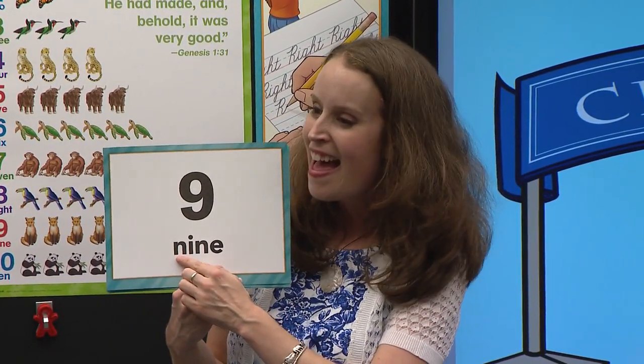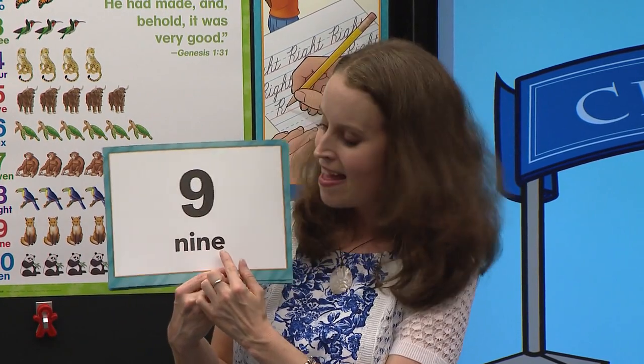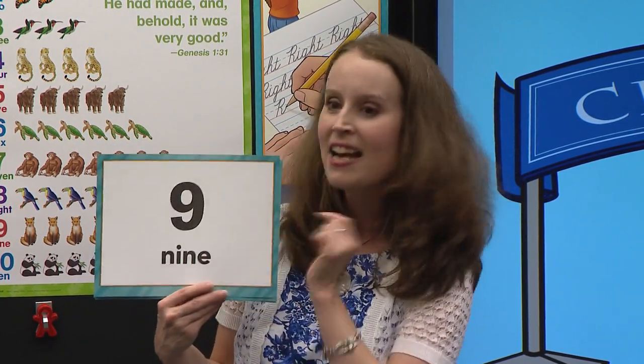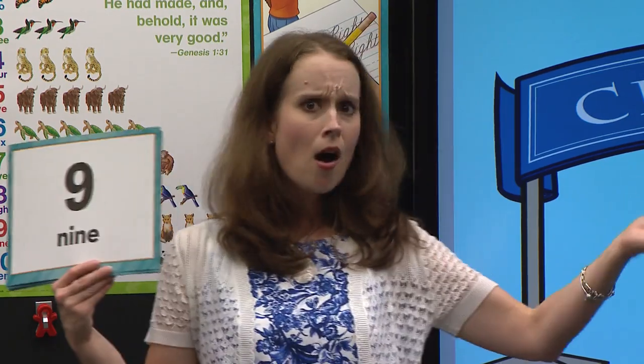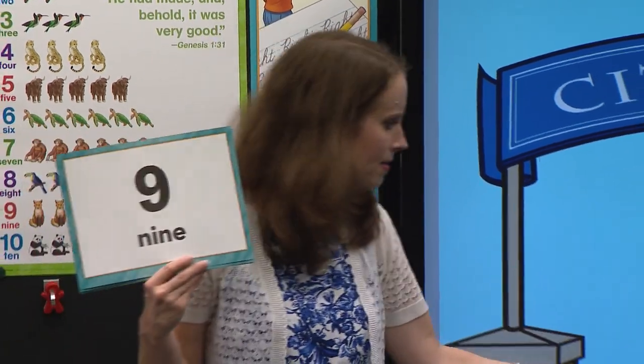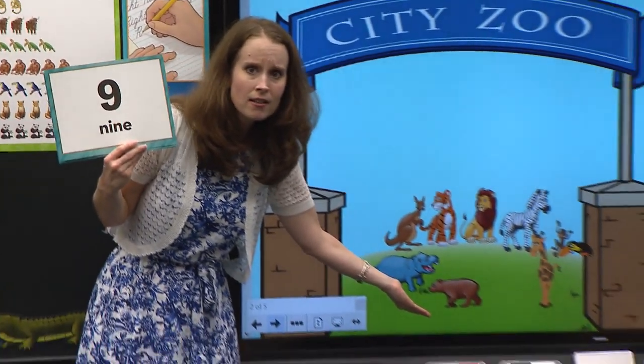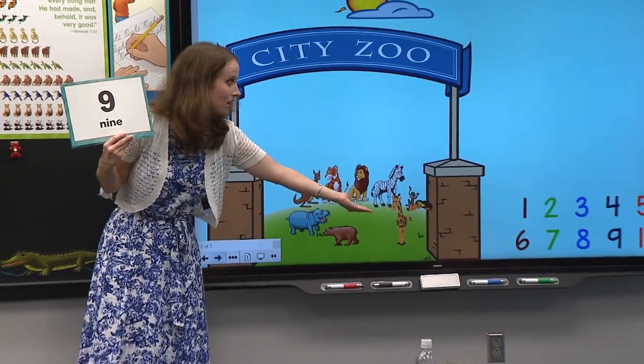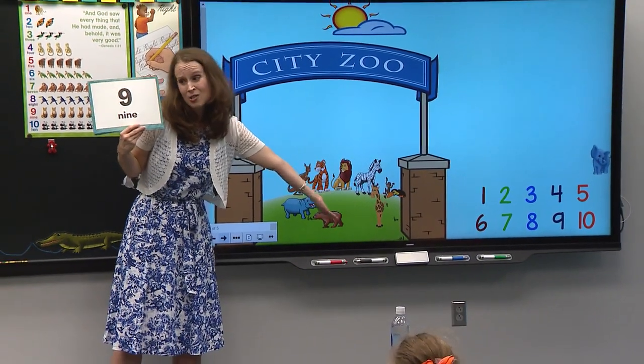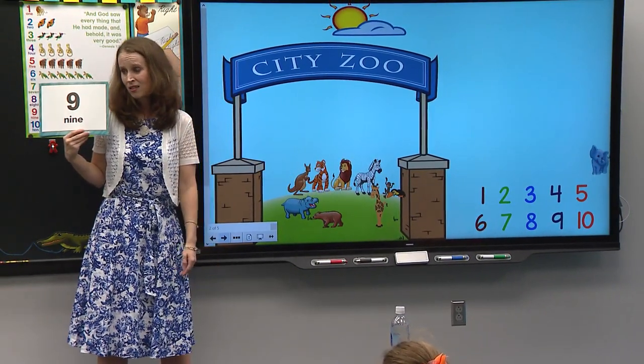Listen again. N-I-N-E is the number word 9, and here's the number 9. Now, are all of my animals in my zoo? Look carefully, students watching. Did I get them all? And help me out. Hayden, do I have all of the animals in my zoo?